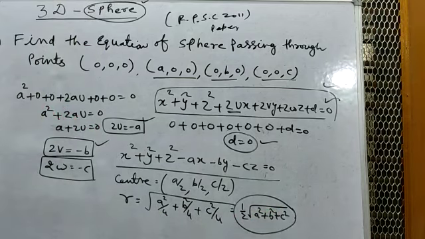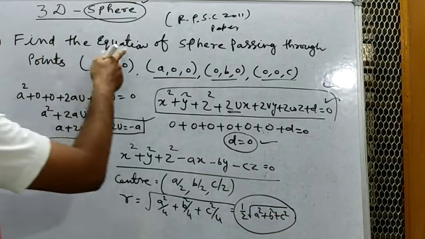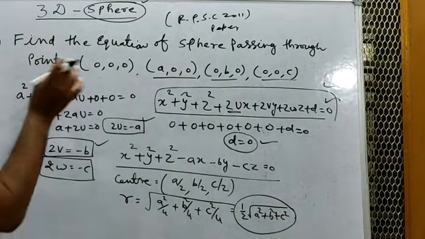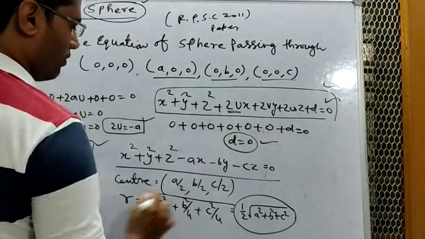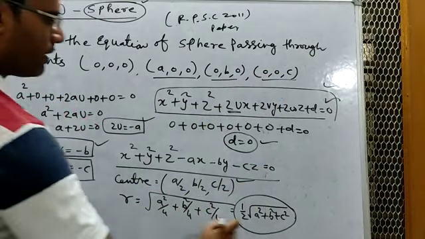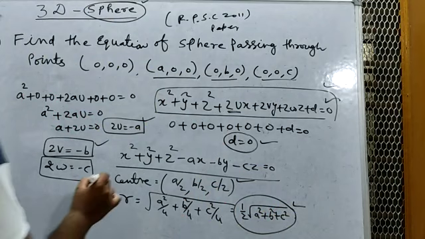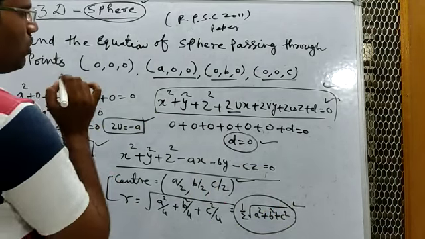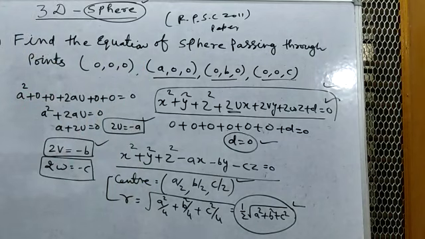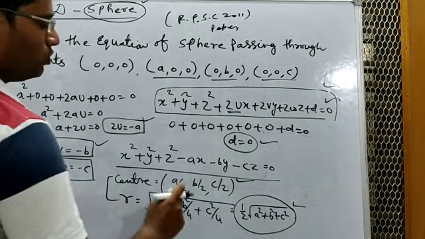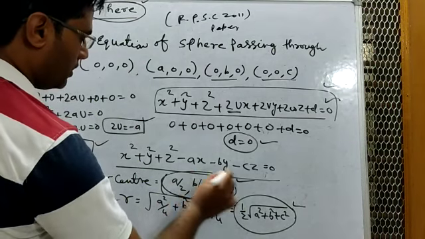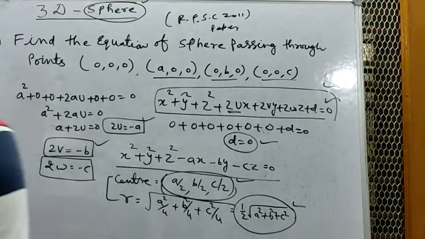So that can also be asked in an exam: what will be the radius of the sphere passing through these 4 points? Our center will be this one and our radius will be this one. I suggest you remember both these results, the center and the radius, because this is an important relation which is asked in numerous exams.